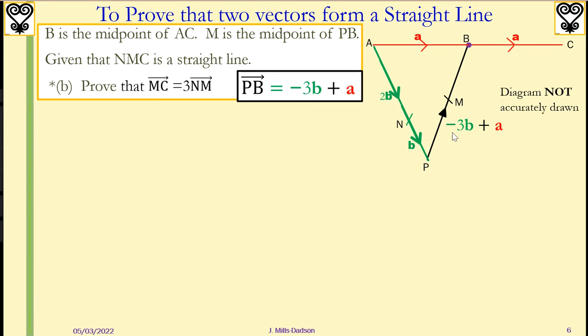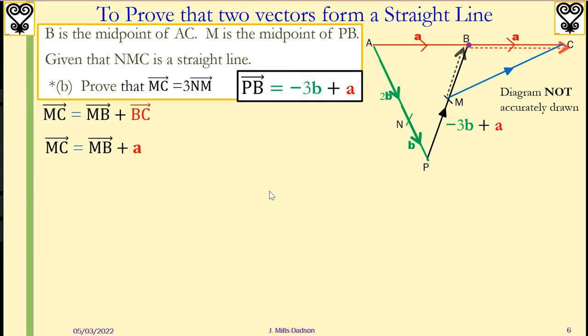So knowing this as negative 3B plus A for our vector PB, we must first work out what is MC. Then we work out what is NM, then we can compare. So let's work out vector MC. To work out vector MC, we know it's vector MB plus vector BC. And we know vector MB is half of vector PB because it confirms that M is midpoint. So we know BC already as A, but our MB is what we are yet to work out, which is half of vector PB.